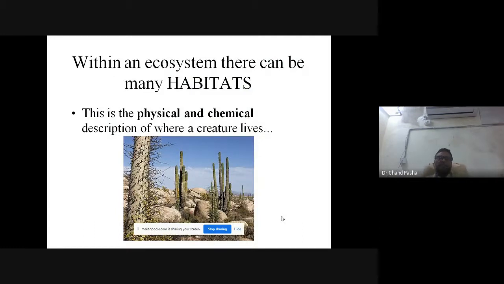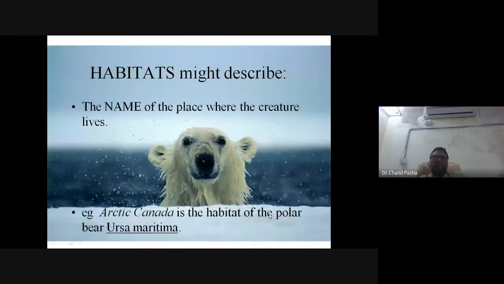Habitat is the area where the organism actually survives. It is the physical and chemical description of where the creature lives. See, if this is the habitat, this is a rocky forest, a rocky mountain, sorry. This is a rocky mountain or rocky forest also, you can say. Because rocks are there as well as trees are also there, rocky forest. So in that one, where does your rat or rodent survive? Is it near the cactus, or near that tree, or near the stone, or near these bushes? Where does it survive? That is the habitat.